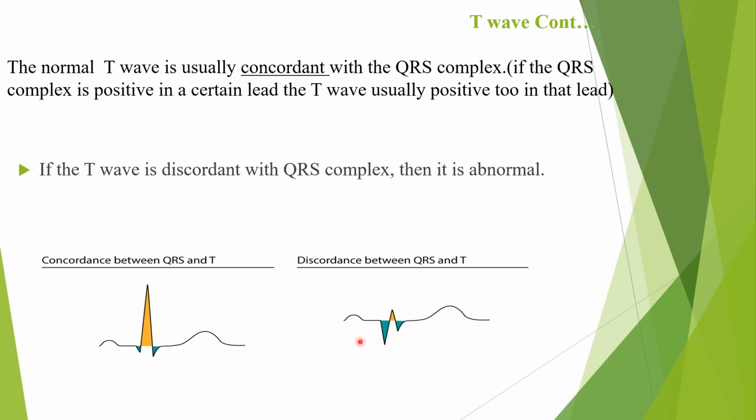In this diagram, the positive area of the QRS complex is smaller than the negative areas of the QRS complex. So, the net QRS complex is negative and the T wave should be negative. But here, the T wave is on the other hand positive. So, this T wave is discordant with the QRS complex.